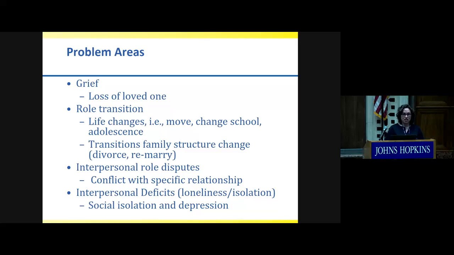So grief is depression in the context of the loss of a loved one. Role transition is depression in the context of a life change, such as a move, change of school, or even the developmental stage of adolescence, and any family structure change, divorce, remarriage. Disputes is depression in the context of conflict with a specific relationship, and then deficits is depression in the context of loneliness and isolation.